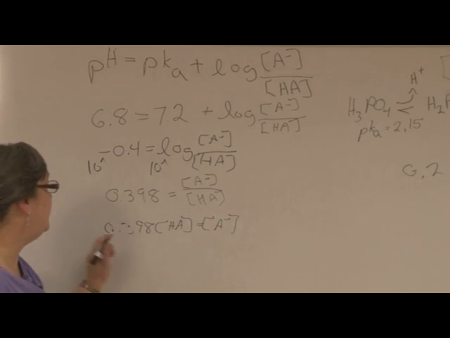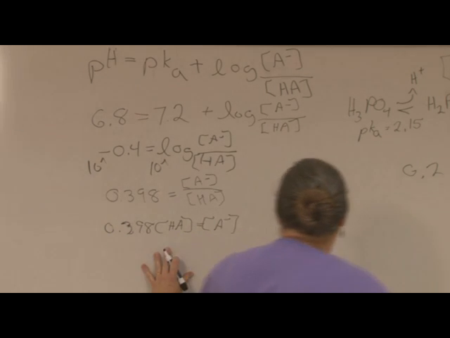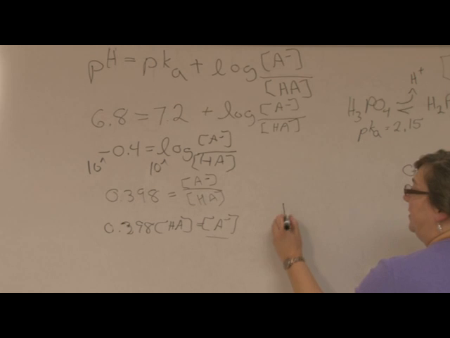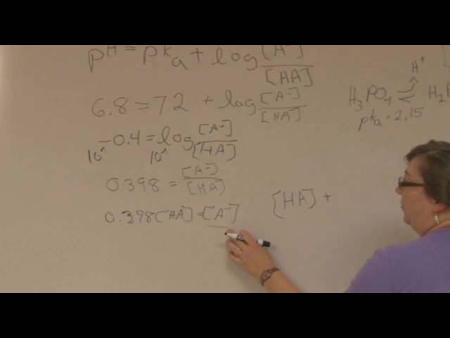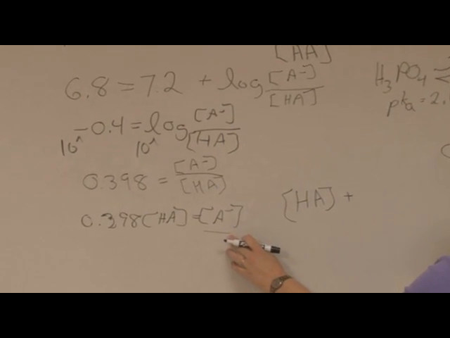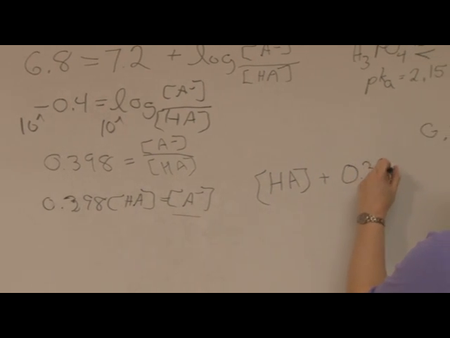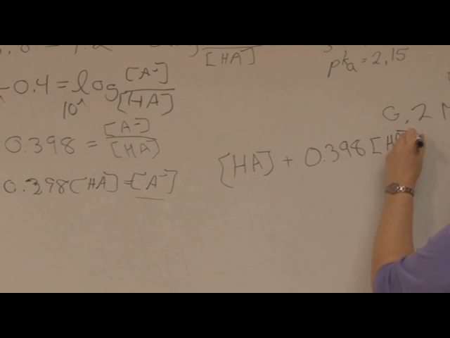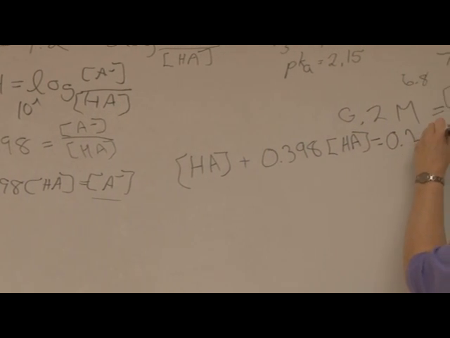So I have these values. I've got a 3 that doesn't look like a 3. I'm going to plug this into my equation. Remember, I've got equals A minus. So I have HA, my second equation, plus the equivalent of A minus. This time I'm going to shorthand because we just talked about it before, plus 0.398 HA is equal to 0.2 molar.